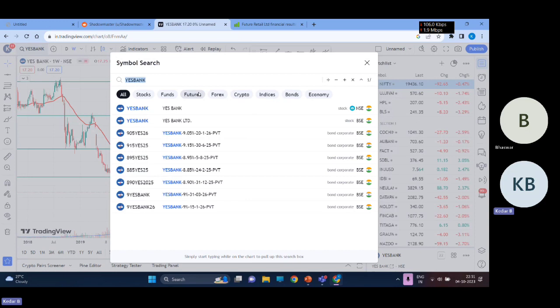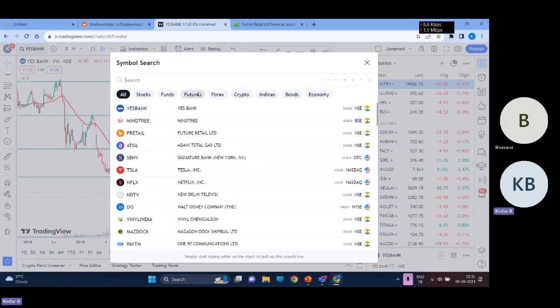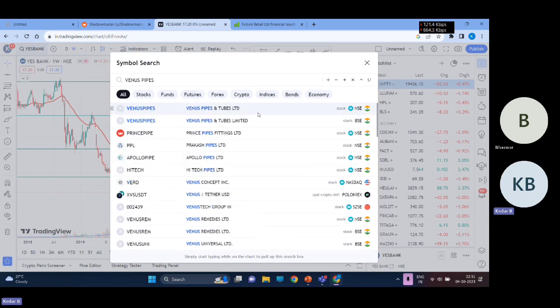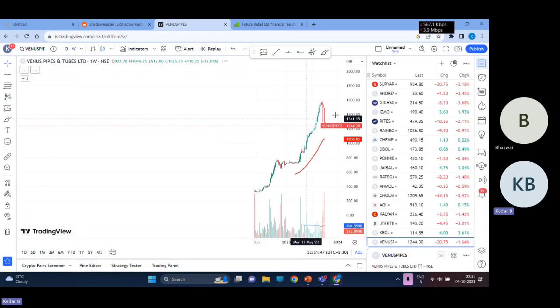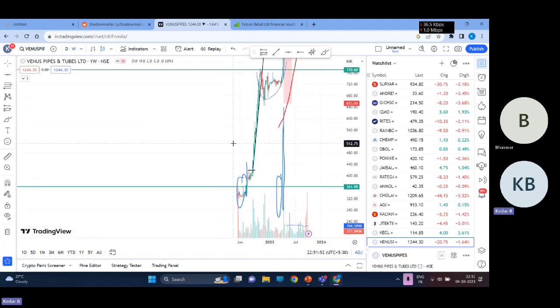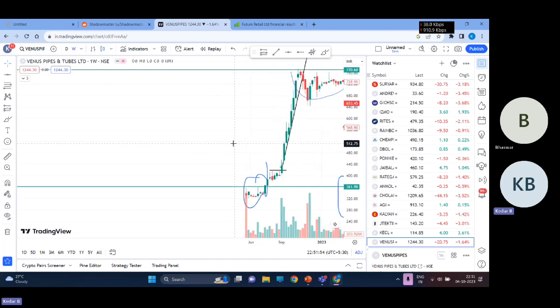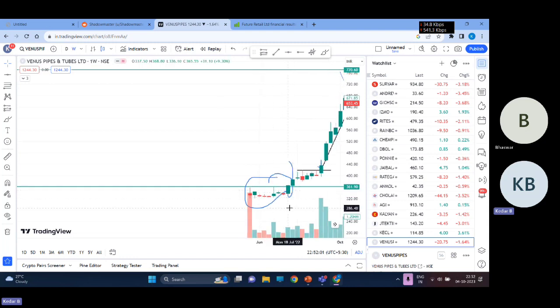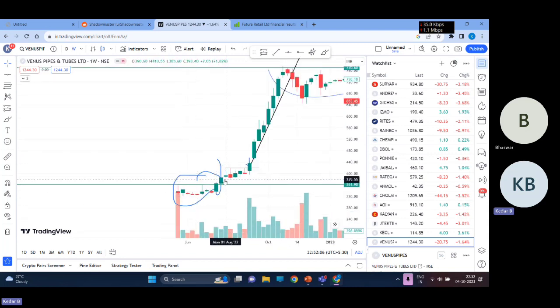Otherwise I would consider even a stock whose name I haven't heard. For example, Venus Pipes. I don't know even the ABC of its business. It was a recent IPO launch, and it gave me an IPO-based breakout after a stage 1 breakout. This is also stage 1. It does not matter the duration for which stage 1 occurs, this is still a stage 1. So it gave me a stage 1 breakout.